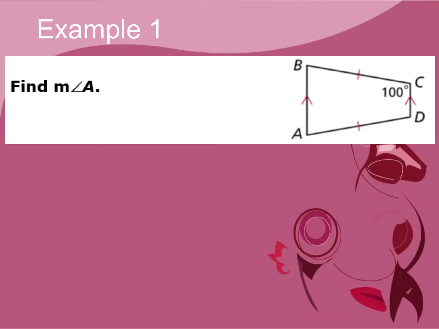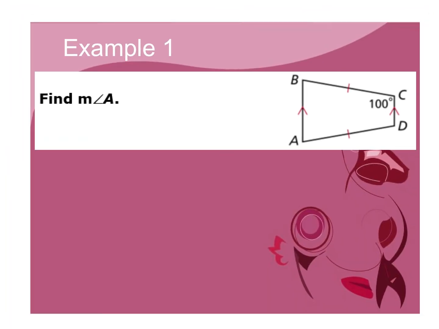So first example. Again, notice this trapezoid is not sitting on its base. The bases are located where the parallel sides are. So here's my parallel mark. So my bases are AB and CD here. And this is actually an isosceles trapezoid. Notice the legs have congruency marks.